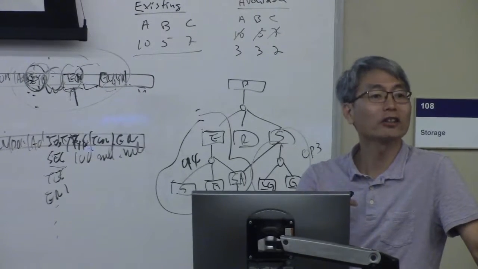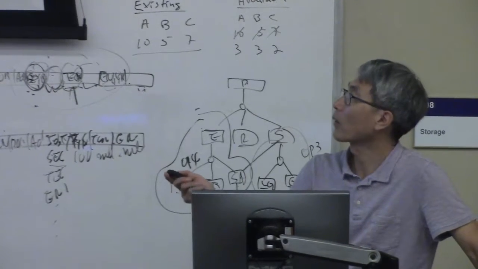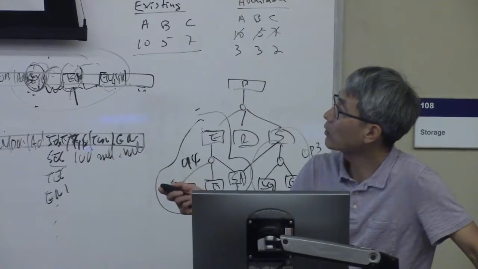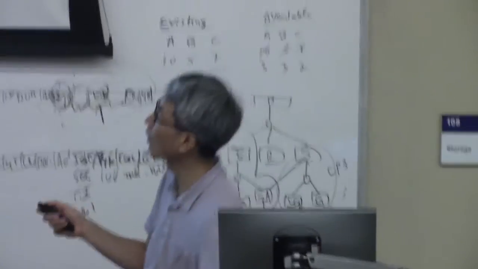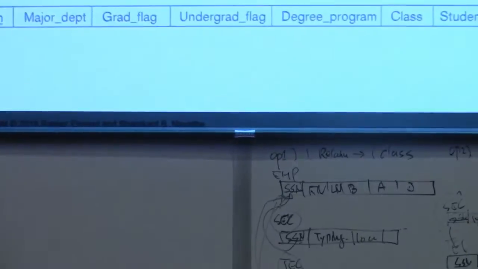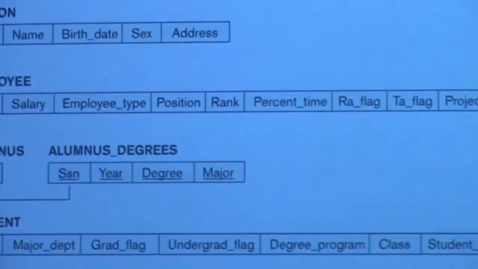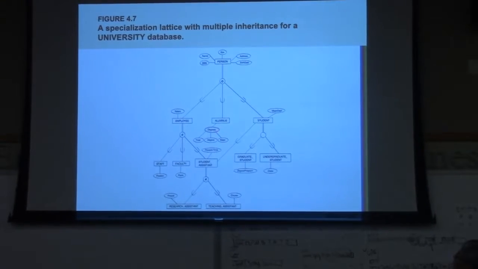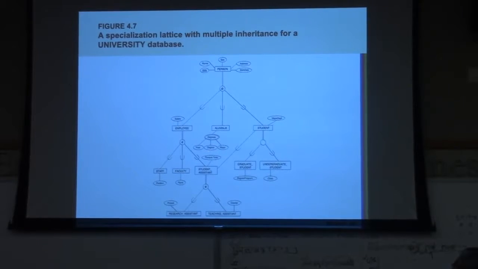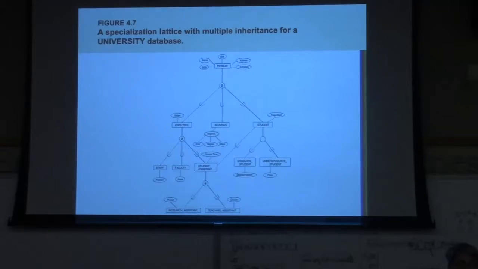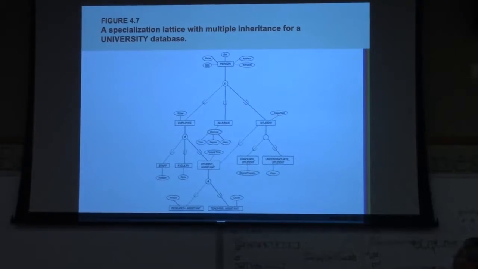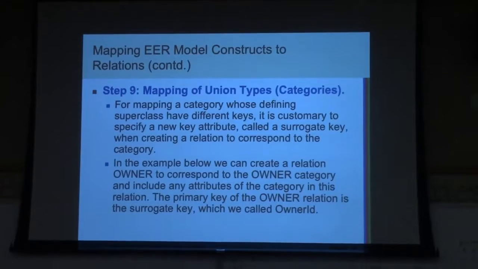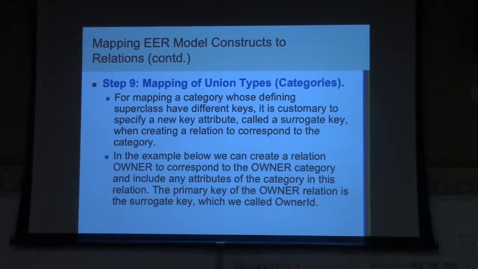Create the relation, then the proper foreign key. So we can see, create the table. And what is the foreign key of this one? So for alumnus degree, when you create this one, we need to know the alumnus social security number and all this information to specify each alumnus. Okay, that's it. And the last one is union type.